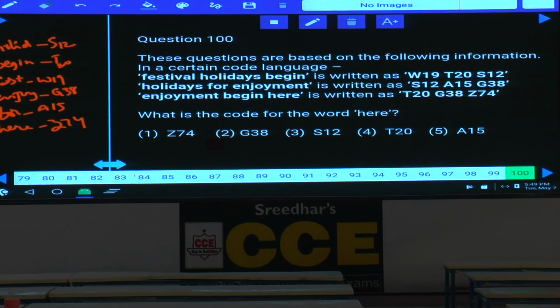Now in this 100, what is the code for the word here? Yes, tell me what is the code for the word here? Here it is Z74, and it is given in choice 1. Done? Hence, how many questions have we done as of now?